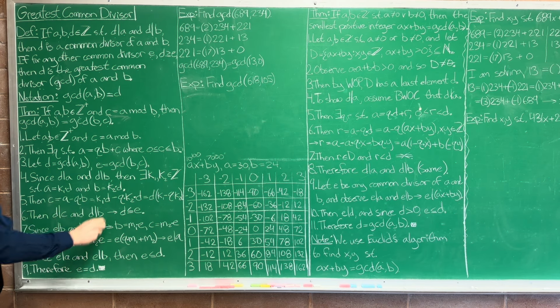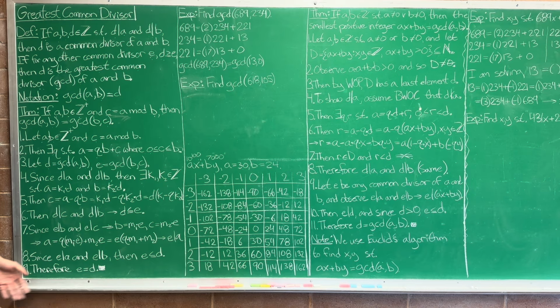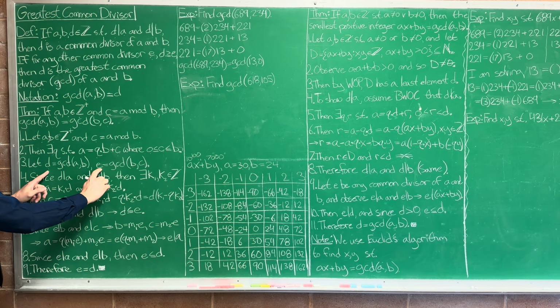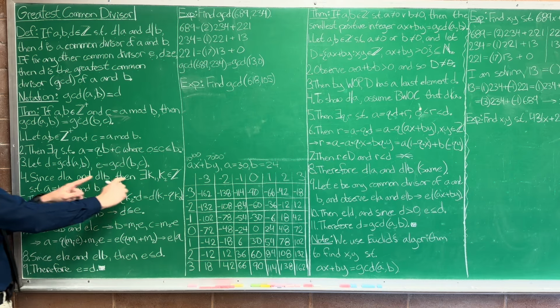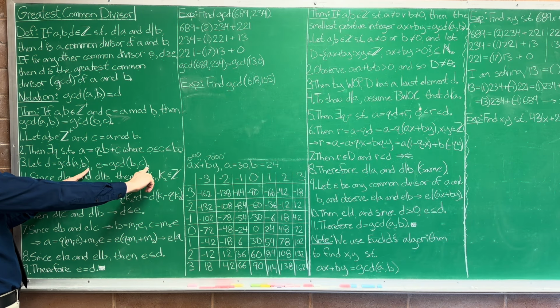Okay, now I'm going to let D be the greatest common divisor, the GCD of A and B, and I'm going to let E be the greatest common divisor of B and C. Okay. And I'm going to prove that D and E are in fact the same number. So the GCD of A and B is the exact same thing as the GCD of B and C. That's going to be my approach from here on out.